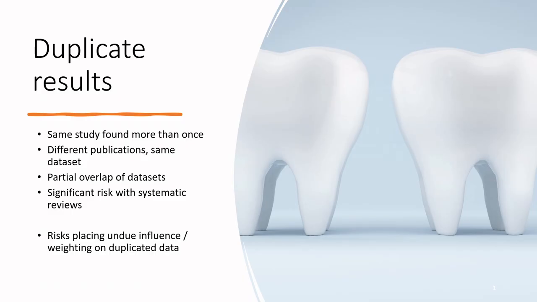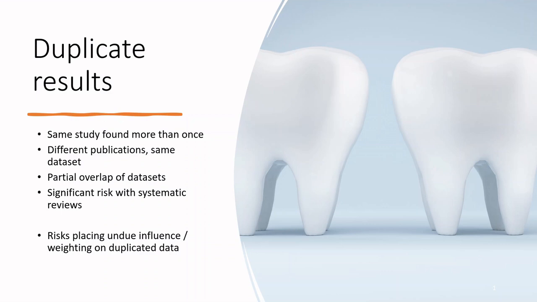Duplicate results are a problem. This is where you get either the same study being found more than once in your search results, or sometimes it's the same data set that's arising in different publications. So sometimes you get complete overlap of data sets, sometimes partial, and it can be quite tricky to determine with certainty whether or not the same data set has been duplicated.